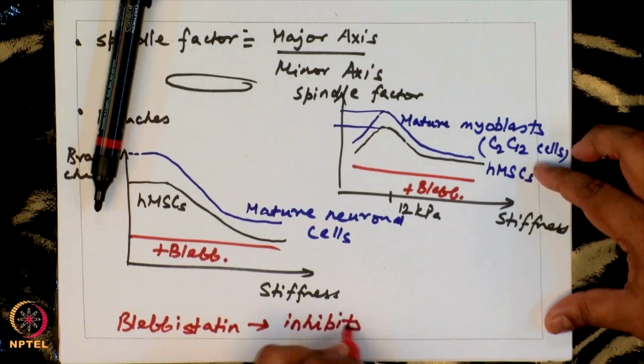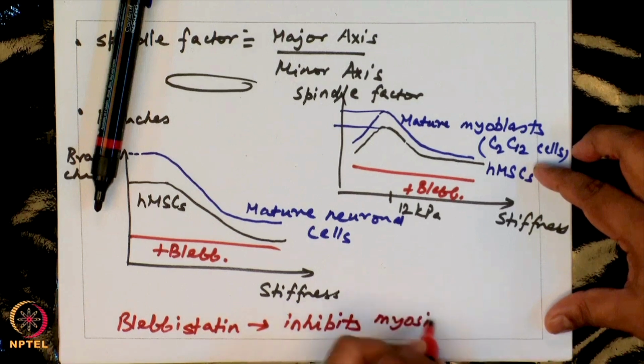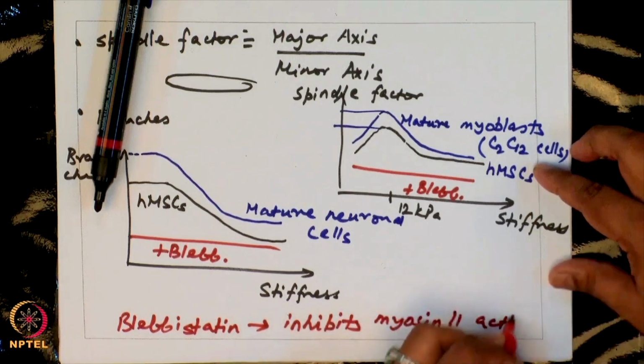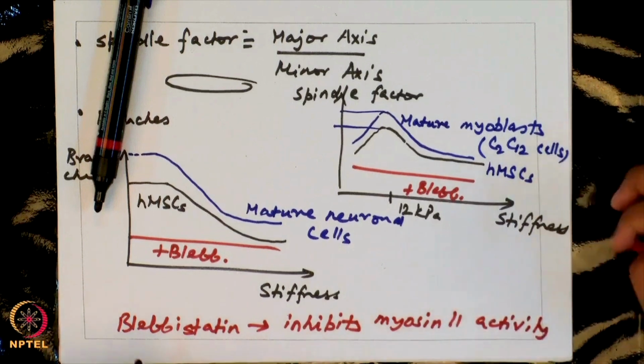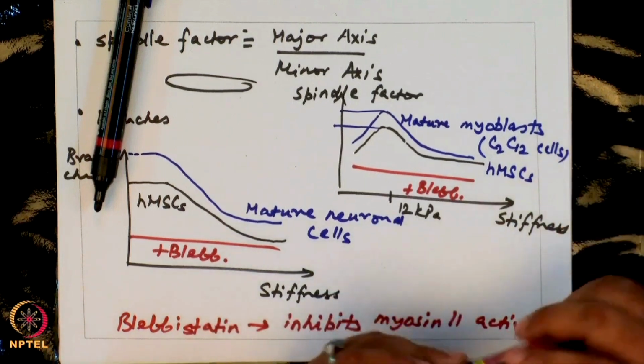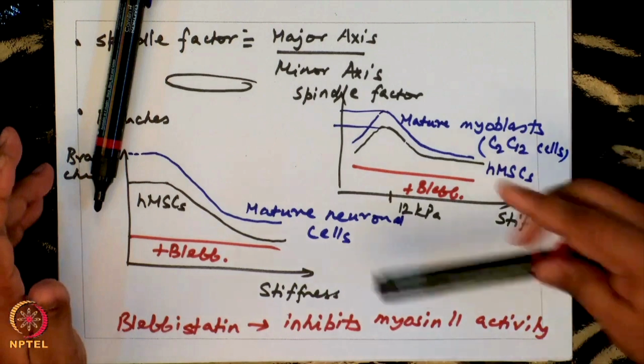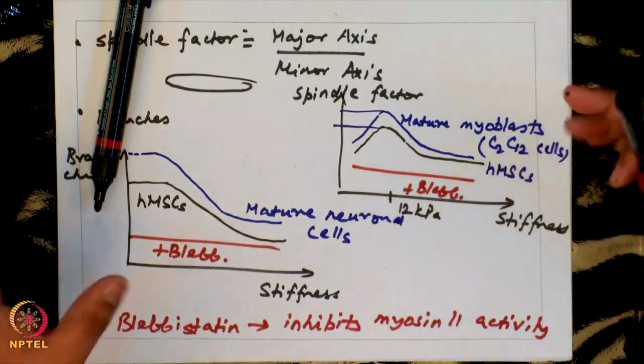Inhibits myosin 2 activity. So, suggesting that these morphological indices not only correlate with in vivo stiffness, but require myosin 2 generated contractile forces for sensing. Okay. So, when you inhibit myosin 2, any kind of shape changes is completely eliminated.